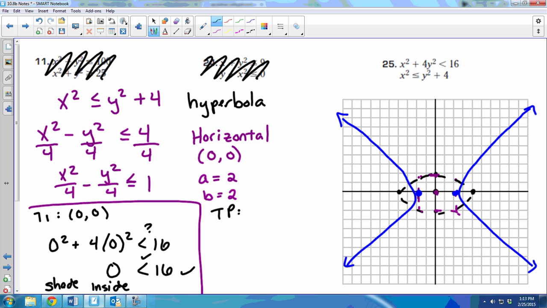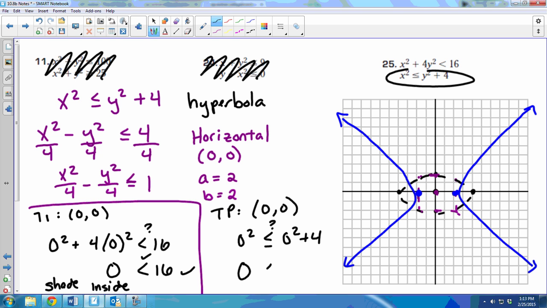So we're going to do the test point. I'm going to go back to the original equation because that's a lot nicer than the one I got. So 0 squared less than or equal to 0 squared plus 4 is 0 less than or equal to 4. Yes, so I need to shade where the 0, 0 is. So that's not inside the branches, all right? That would be in this middle, the hourglass part, right? So it's where the 0, 0 is.